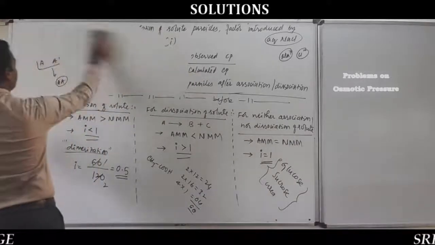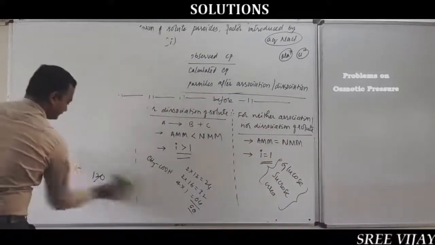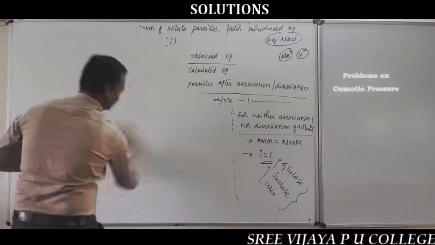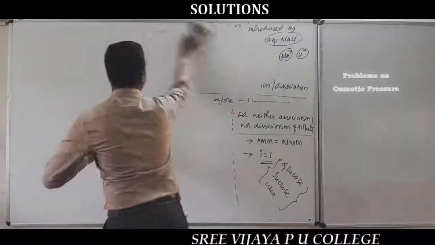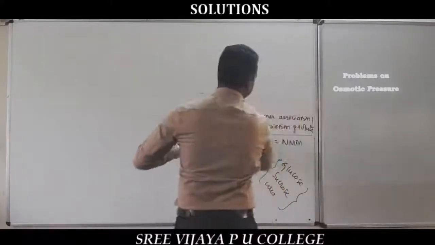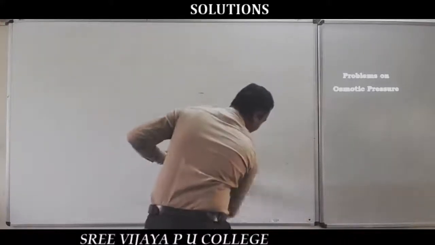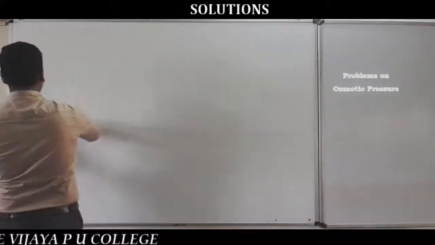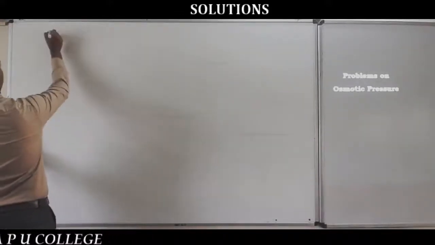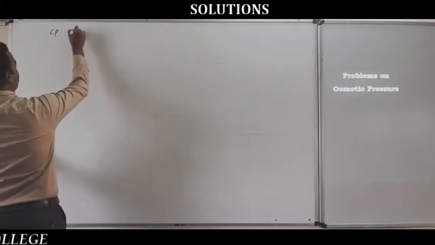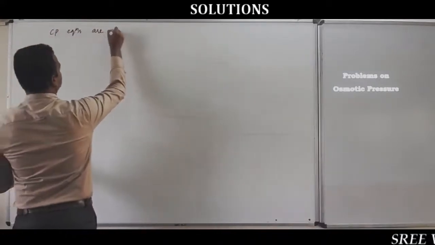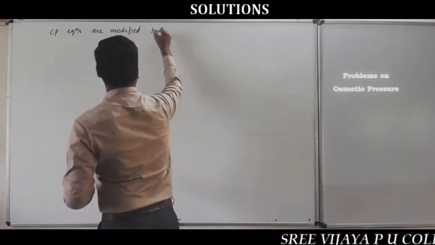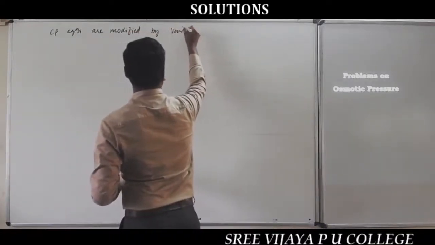That is the relationship between... Before that, one more thing. Because of Van 't Hoff factor, the colligative property equations are modified by Van 't Hoff factor.